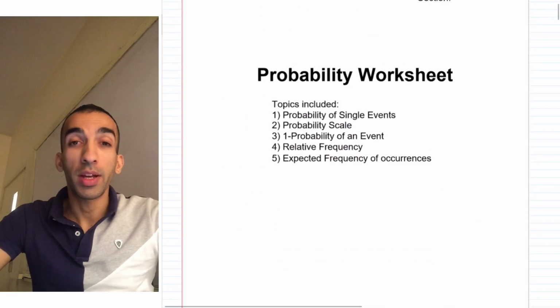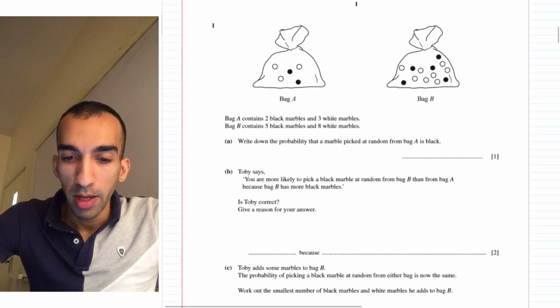IGCSE worksheet. These are the 5 subtopics that are included in this worksheet. Here we go. Question number 1.